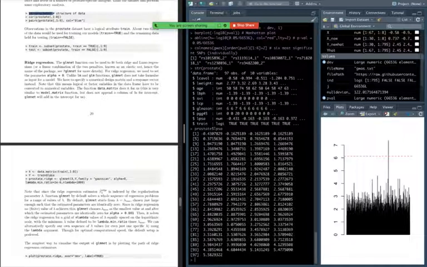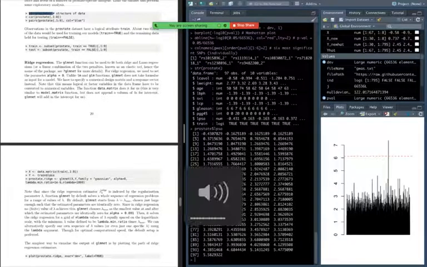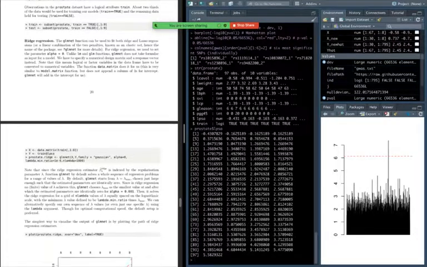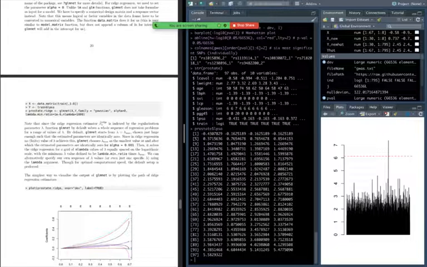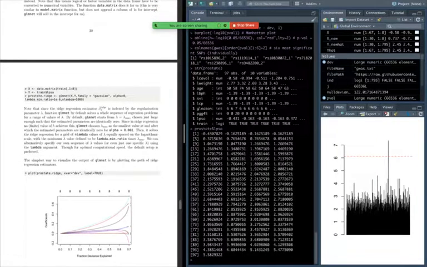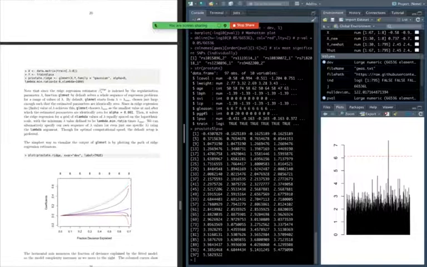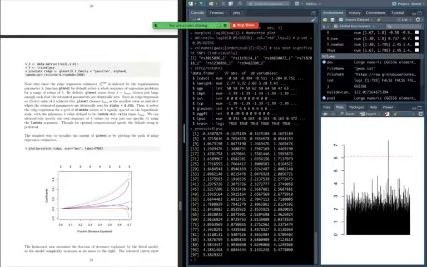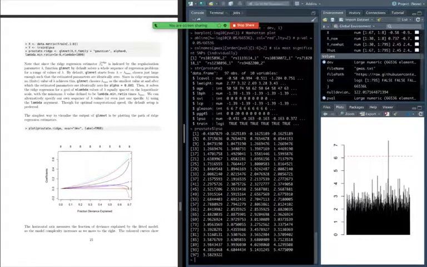I've got a question, which is, am I right in thinking that the fraction of deviance explained will always increase if you reduce lambda? So that's a good question. Yes, that's a general intuition. And in this case, it is more so because we have a common setting in which the number of covariates is less than the number of data points.